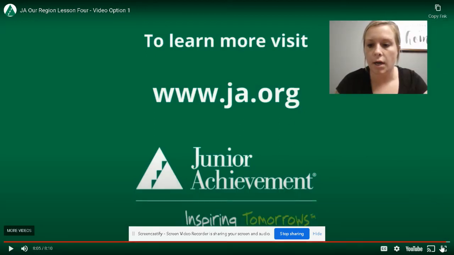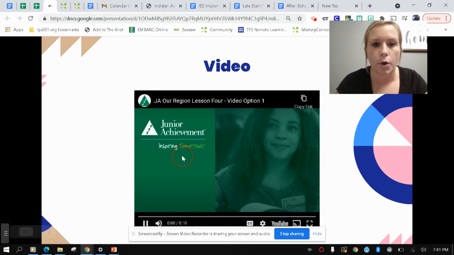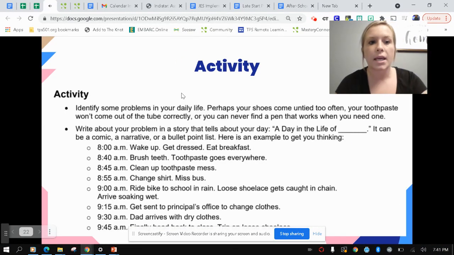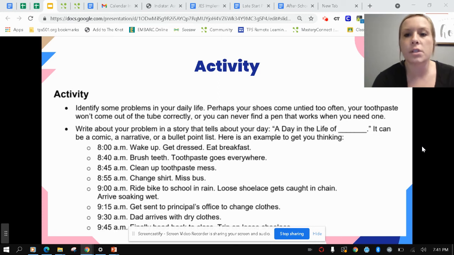All right, 4th grade. Great job looking through problems that can arise when you own a business. Today, your activity is going to consist of identifying some problems in your daily life. Perhaps your shoes come untied too often, your toothpaste won't come out of the tube correctly, or you can never find a pen that works when you need one.